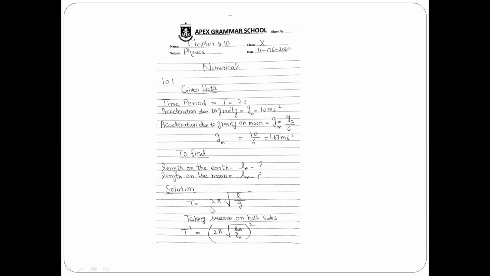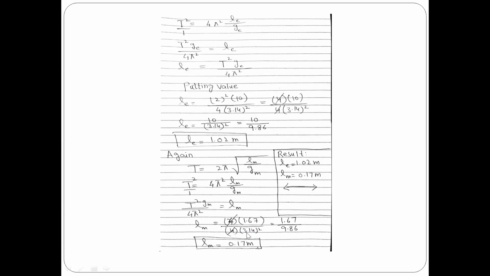I use this formula when we studied this chapter. Time period is equal to 2 pi under root L over G. If I take the square on both sides, so T square is equal to 4 pi square LE over GE. Since we want to find out LE, separate LE from the given formula: LE equals to T square GE over 4 pi square.